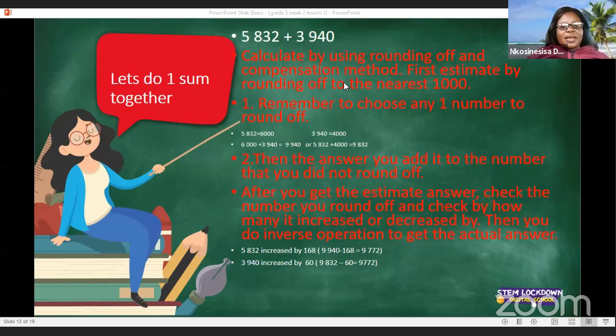So add them together. So I want you to say if you chose 5,832, obviously the answer is 6,000. And then if you chose 3,940, the answer is 4,000. Now you take your answer, either you take 6,000 or 4,000, and then you're either going to add 5,832 or you're going to add 3,940. So you take the rounded off answer plus the one that you did not round off. Then you add them together for me. Remember, I said you can do this mentally.